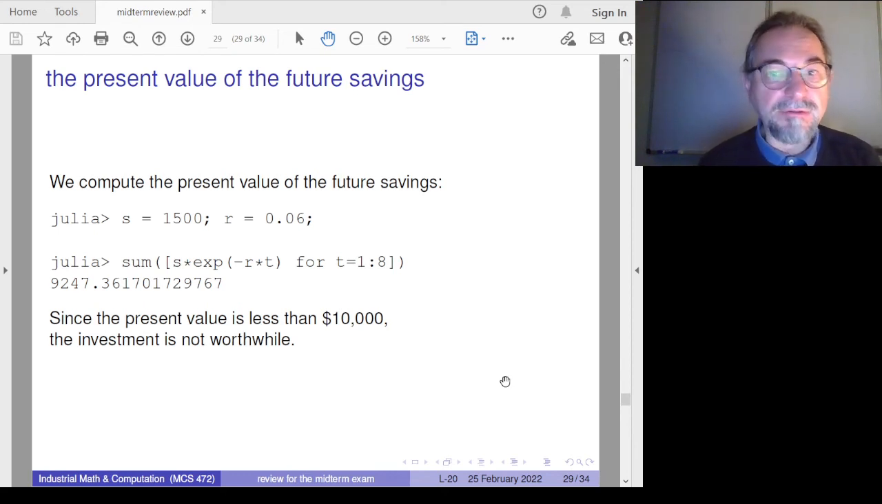So related questions here would be, what would be the return on investment? So what would be the rate, the discount rate for which we break even? For that you will need to set up a nonlinear equation and solve that equation for R.